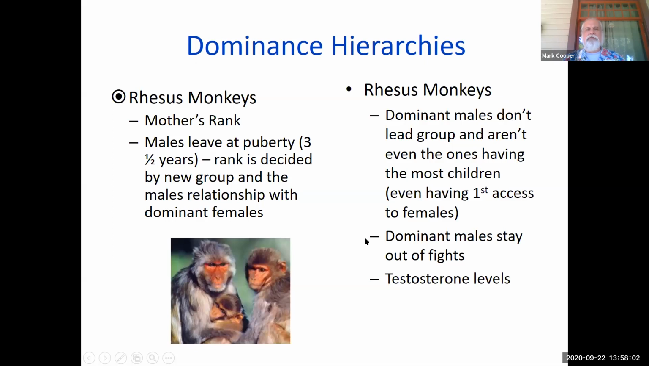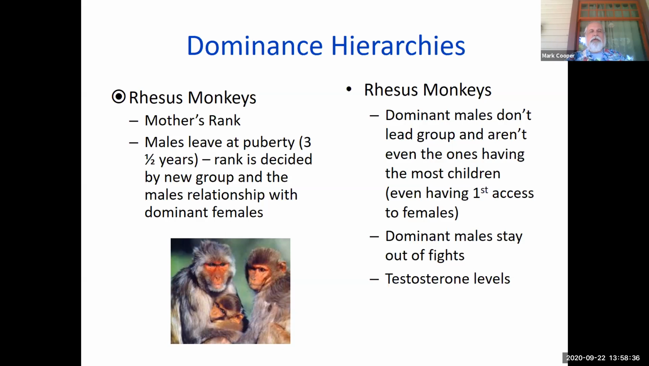Talk with rhesus monkeys, one of the better primates that has been studied. And in these hierarchies, it turns out mother's rank is number one. It is a female oriented group. And so the dominant female is the one that pretty much decides where everybody's going to eat and go and those kinds of things. And so what happens is when you're born, where your status is in the community is really the status of your mother. So if you have a high-ranking mom, you're high in the group, and if you have a low-ranking mom, life is not as fun.